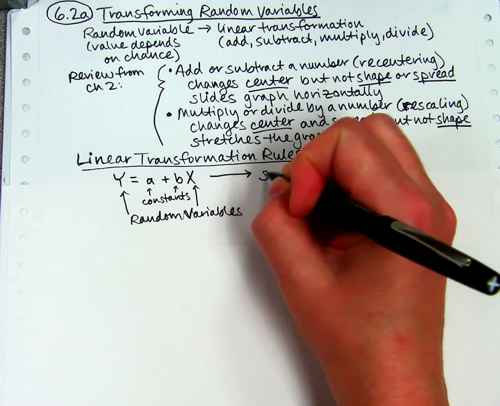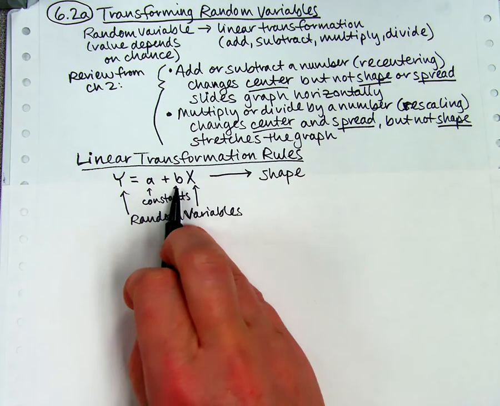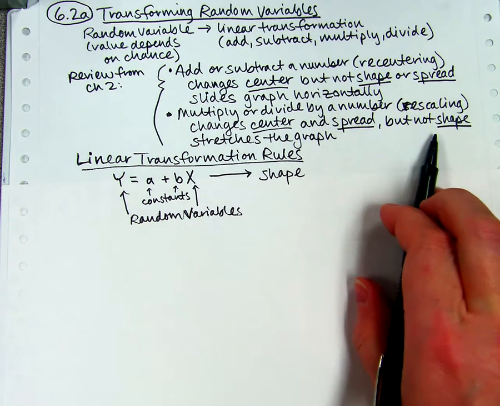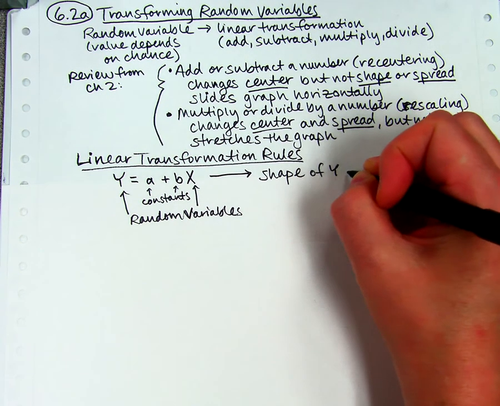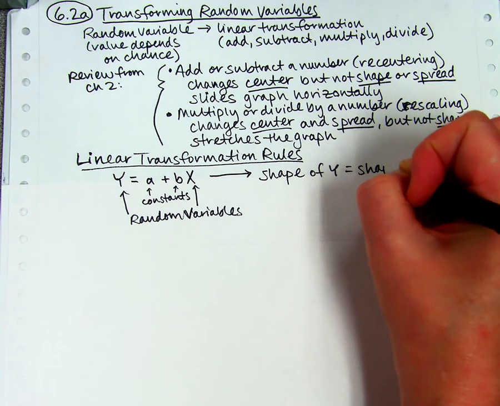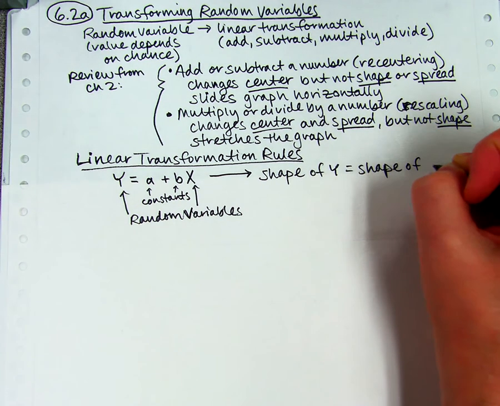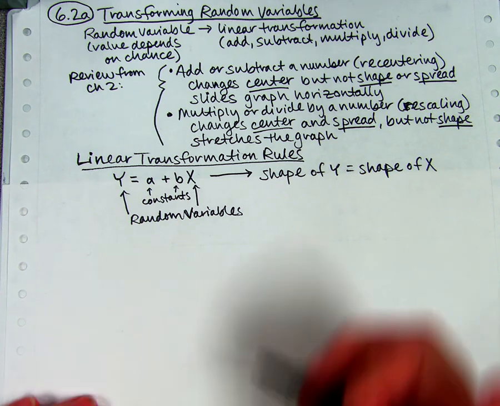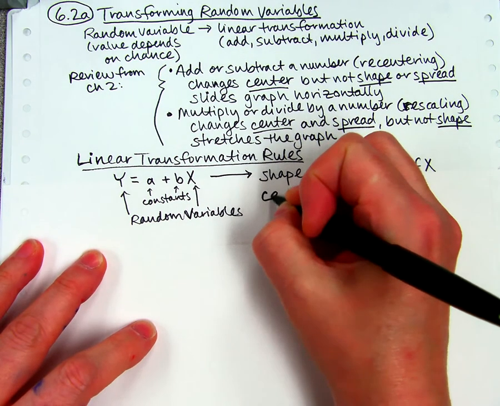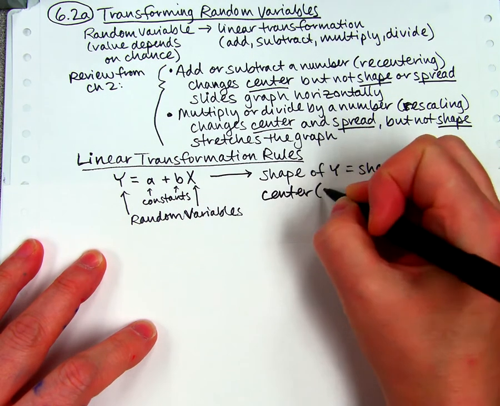So let's talk about shape, center, and spread. If you multiply and add, the shape doesn't change from either one of these things. And so the shape of Y, or the shape of the distribution of Y, is the same as the shape of X. We're not changing shapes. And stretching it, even though some students might say that stretching it changes the shape, it doesn't change the type of shape that it is. So the shape, if it was skewed right, is still going to be skewed right. If it was normal, it's still going to be normal. That's what I mean by it doesn't change the shape. So that's shape. Center, well, now we're talking about the mean.